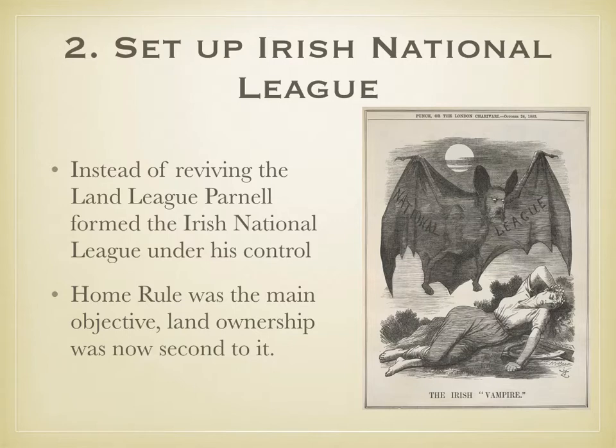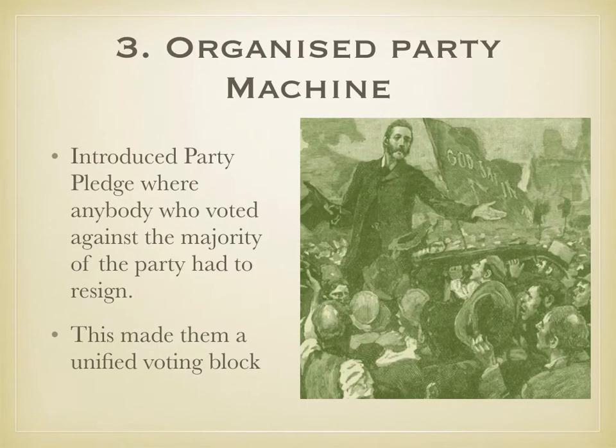Now, the Irish National League put Home Rule as the main objective, and the struggle for land ownership and solving the land question would be second to getting Home Rule. Parnell's third step was that he went about trying to turn the Home Rule party into a unified party following his lead. Remember, it had been an umbrella organisation, but he introduced a party pledge, whereby anybody who was a member of the party had to pledge to vote with what the majority of the party wanted or to resign. Now, this was a revolutionary concept at the time. This is not how political parties worked at the time. It's how they work now, but not then. And it made the Home Rule Party a unified voting bloc.